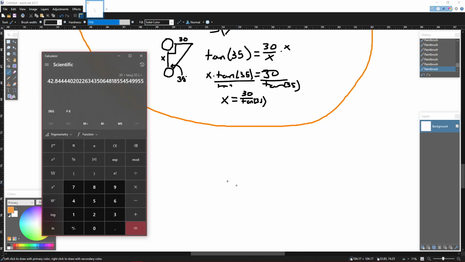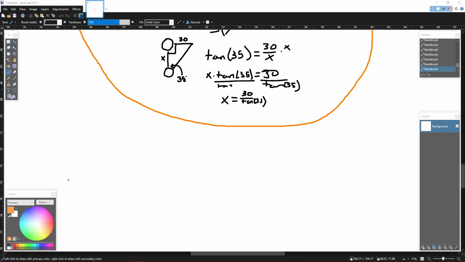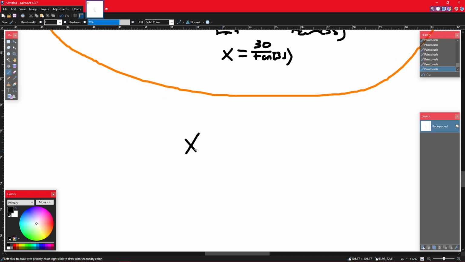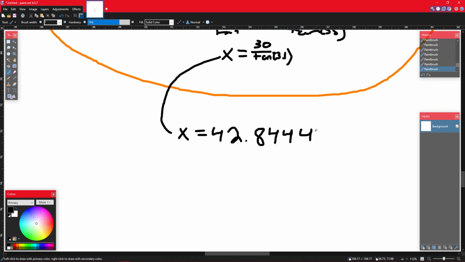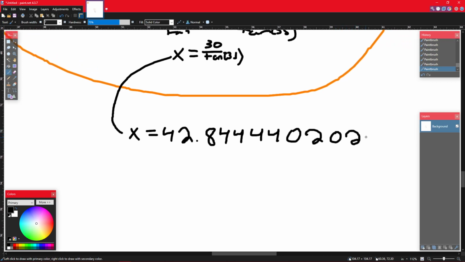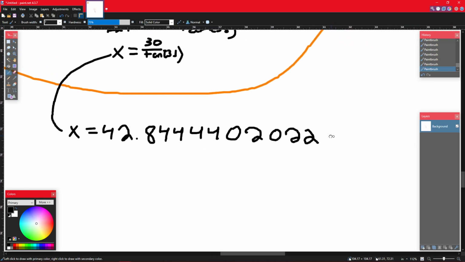So now I'm going to write this out. I'm going to push this to my other side so I can watch it. Switch this back to the normal color, and let's write it out. So we have x, so this is this equation right here. We're going to drag this down. X equals 42.844444022. Notice this says 2022. That's kind of cool.